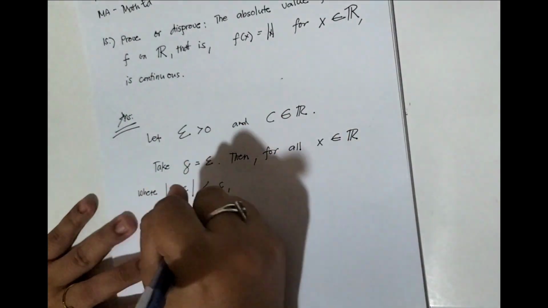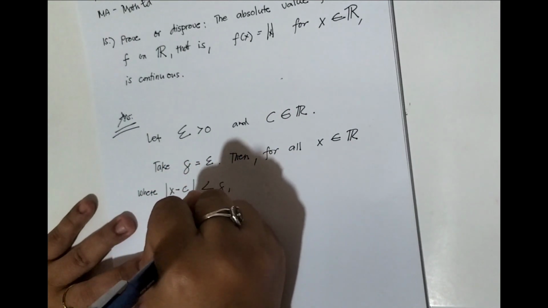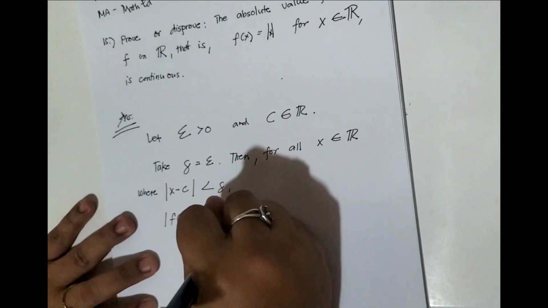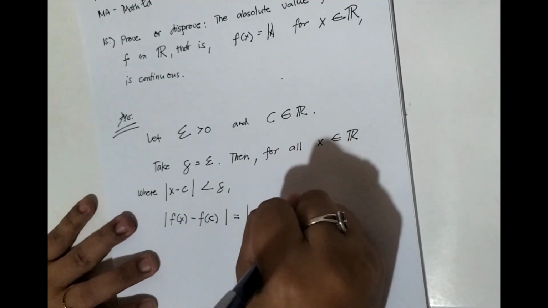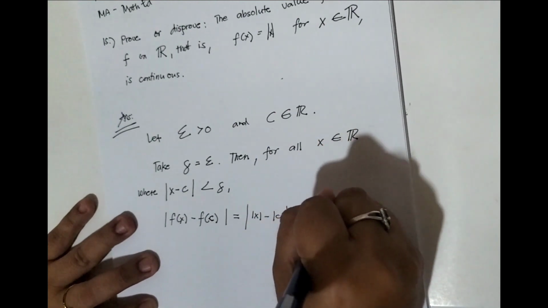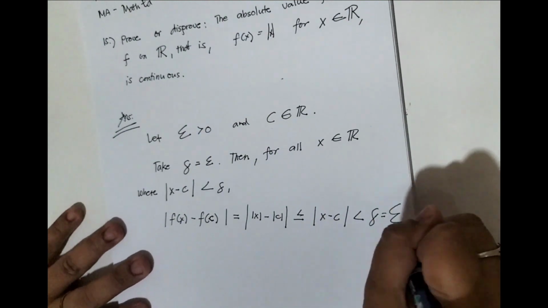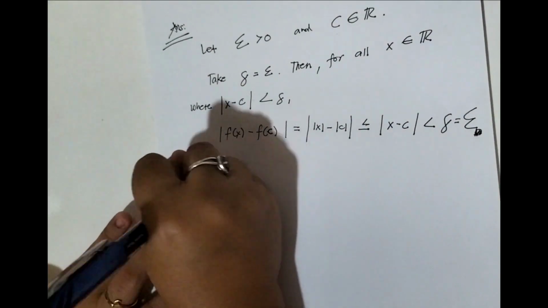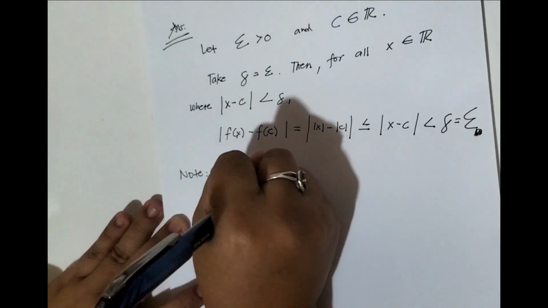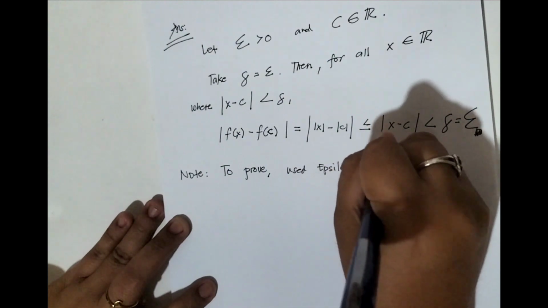So |f(x) − f(c)| is equal to ||x| − |c||, which is less than or equal to |x − c|, which is less than δ, and ε is equal to δ. Note, to prove, use the epsilon-delta definition.